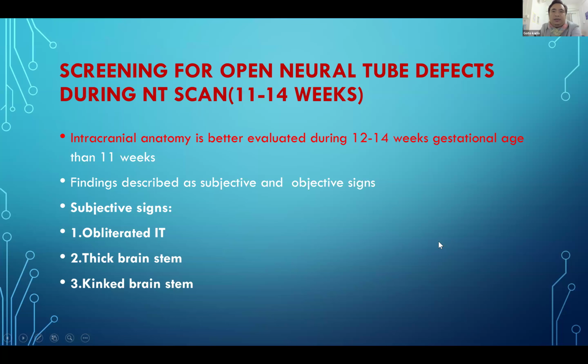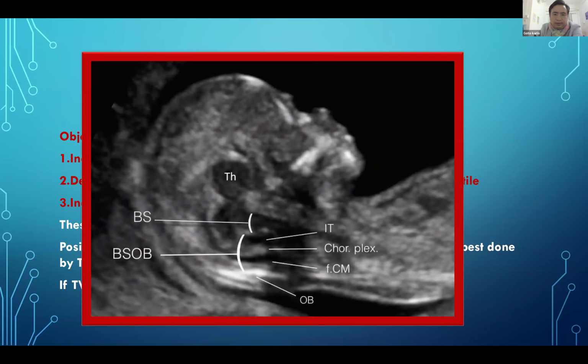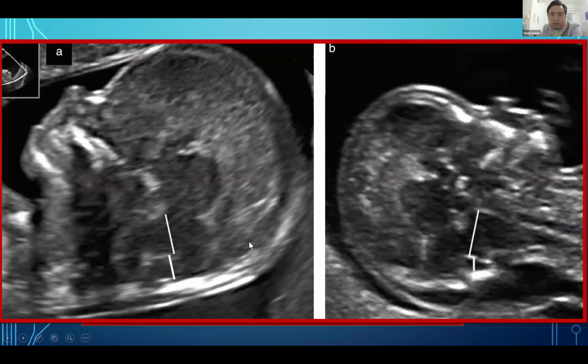Just to add on, we can do a screening of open neural defect at the age of 11 to 14 weeks during the NT scan time by using certain subjective and objective criteria. Here, as you can see, this is the brainstem, then the brainstem occipital bone distance. We measure this, and these are two cases of open spina bifida where brainstem thickness is more than the BSOB.